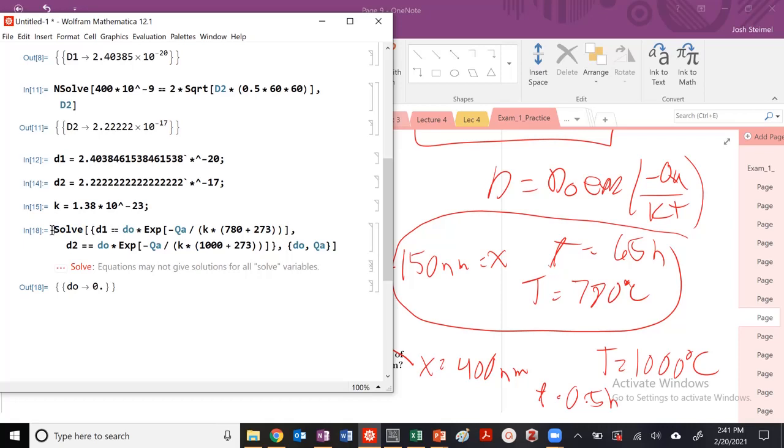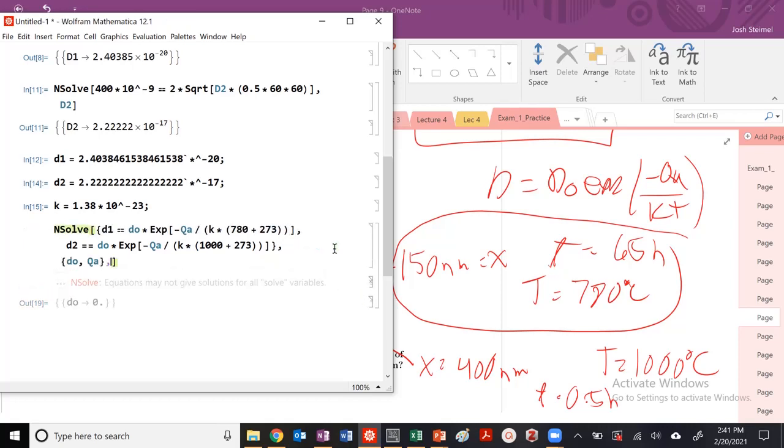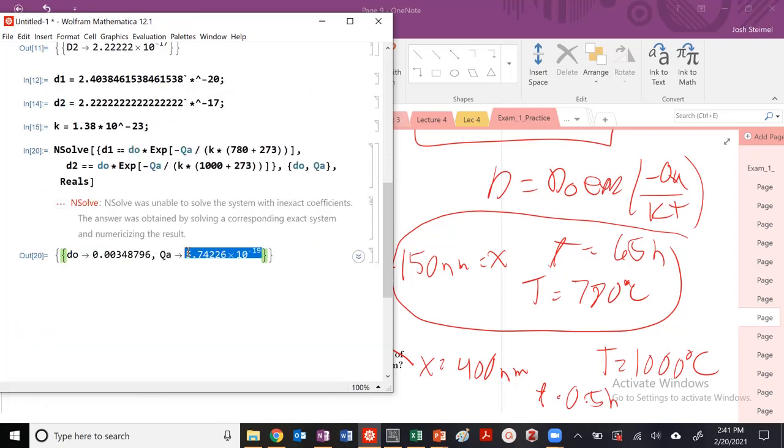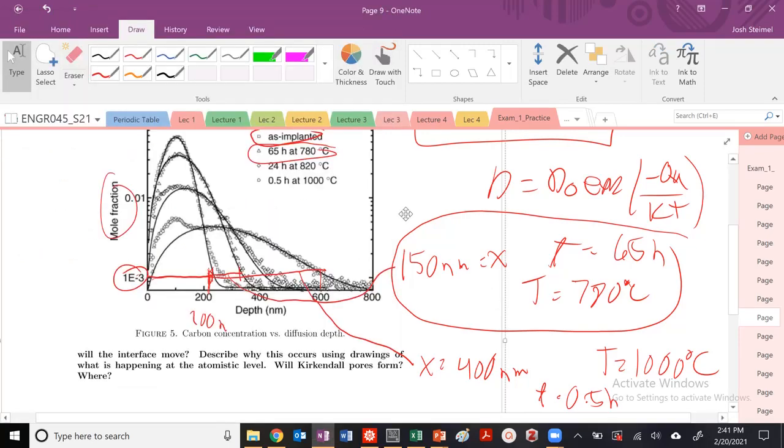Let's solve this numerically. I think we're going to need actually reals. There we go, so we've got our values. So D naught, Q_A, there we go. This is our activation energy. So you can solve problems like this, and I love this problem.